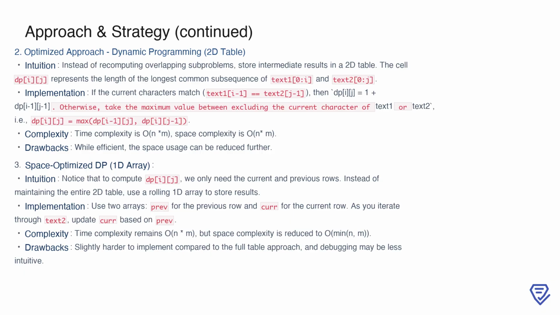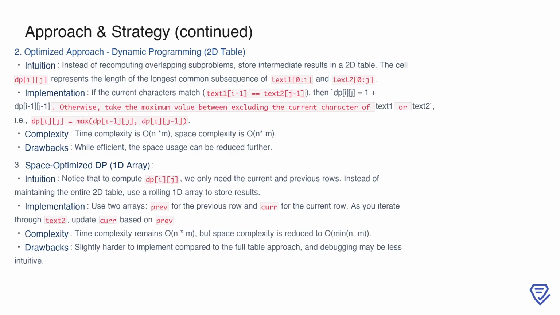If the characters at the current indices match, the value in the cell is derived from the diagonal element, dp[i-1][j-1], plus 1. If the characters don't match, the value is the maximum of the left cell, dp[i][j-1], and the top cell, dp[i-1][j]. This method has a time complexity of O(n*m) and a space complexity of O(n*m) as well. While efficient, the memory usage can be further optimized.